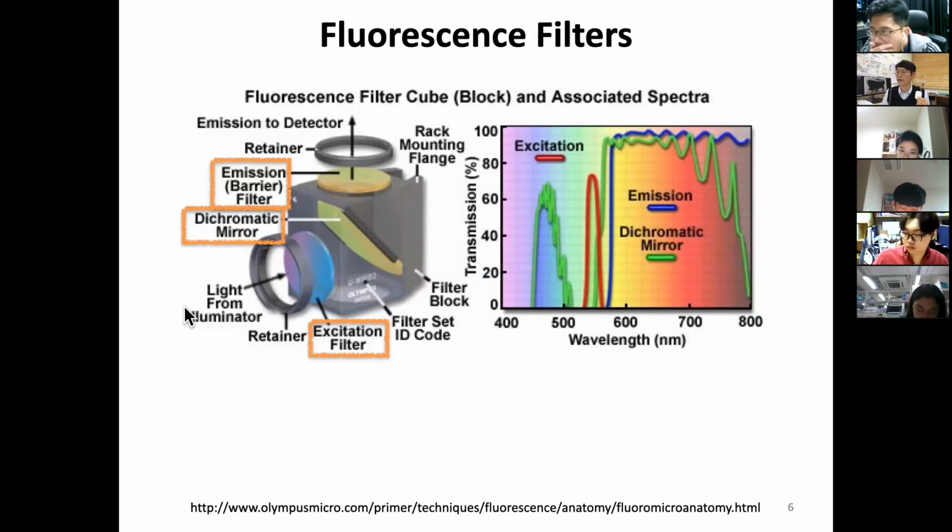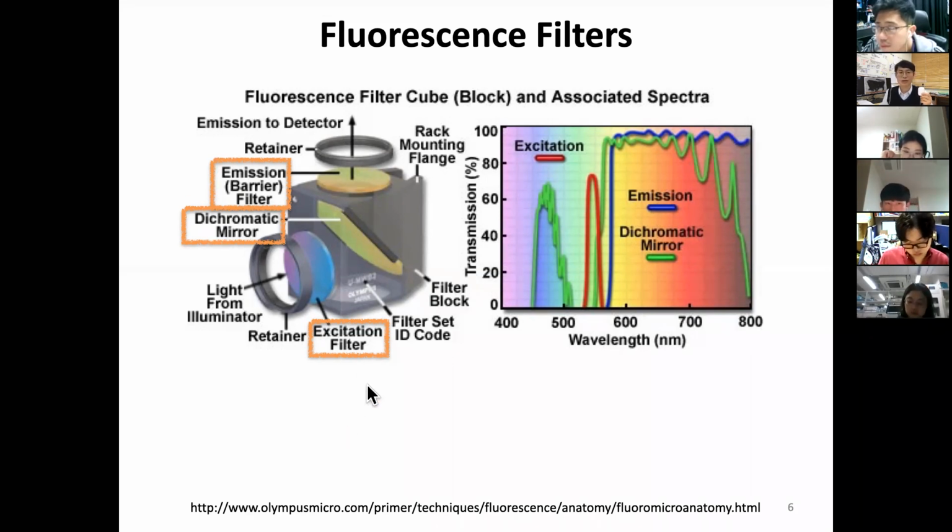So look at this, light from this excitation filter, and this is the dichroic, or we call it dichromatic, mirror, and then the light goes down and reflects back. Especially fluorescence light can pass through, and it has to pass through another filter called the barrier filter, or we call it an emission filter.